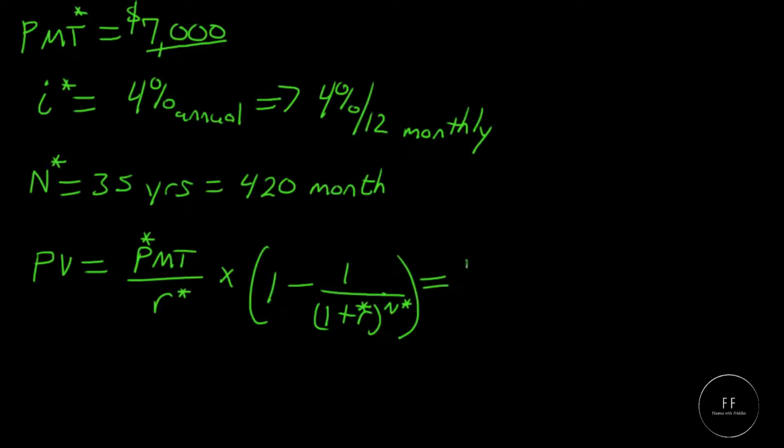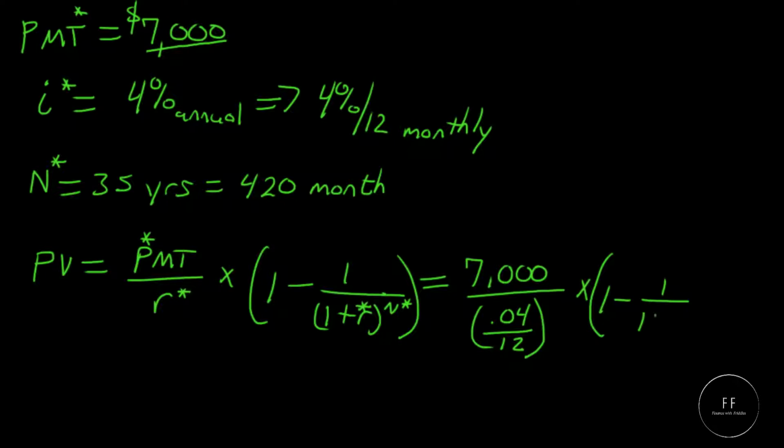So we're going to start off with our payment. That's $7,000. We're going to divide that by R, which was 4% or 0.04 divided by 12. Make sure we have that in the denominator correctly. Then we're going to multiply that value by 1 minus 1 over 1 plus R. Remember, that's the same value, 0.04, 4% divided by 12. And we're going to take that guy in the denominator here, and we're going to raise it to the power of N, which is going to be 420 months, or 35 years. So that's our formula that we have.